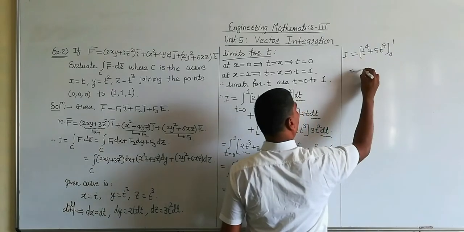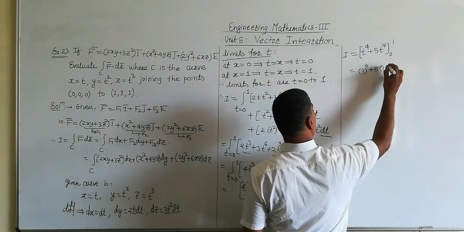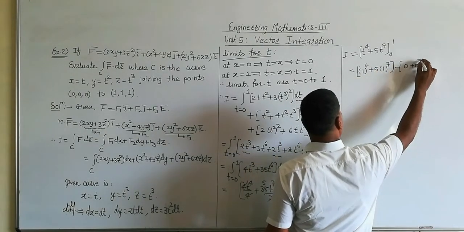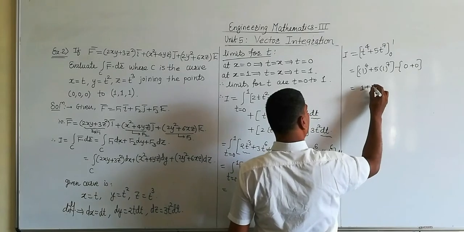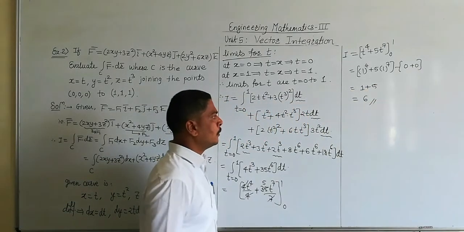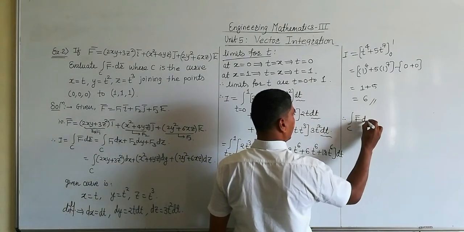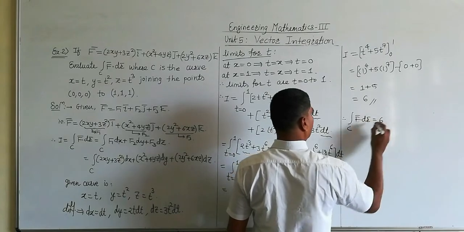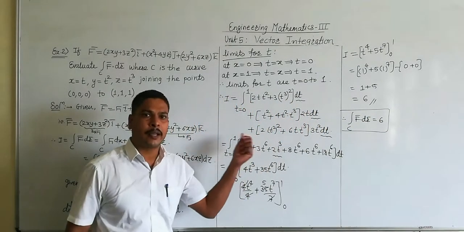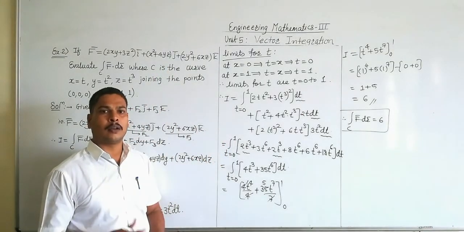So by putting 1 we get 1 raised to 4 plus 5 into 1 raised to 7 minus, by putting 0 we get 0 plus 0. So in that way we get 1 plus 5 which is equal to 6. So this is our required integral. Therefore integration over C of f bar dot dr bar becomes 6. So this is our final answer. So in that way we see very easily we can find the line integral of given function on given curve.